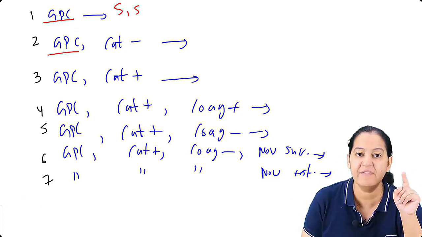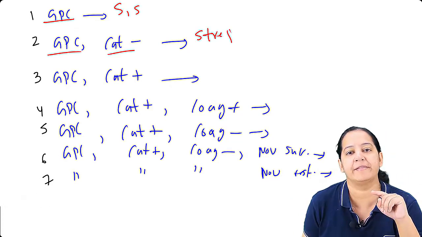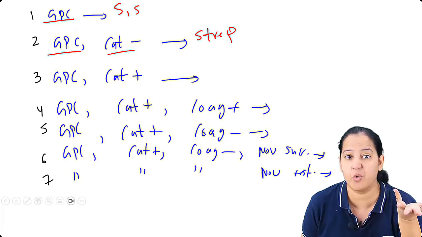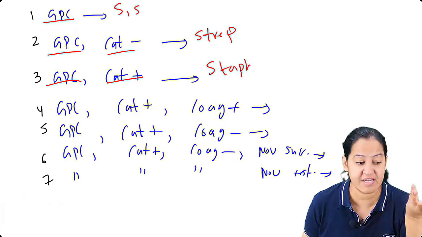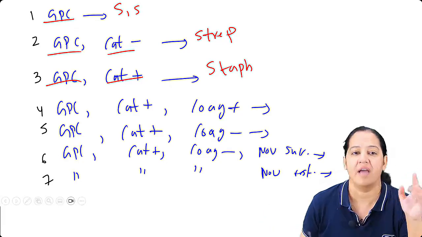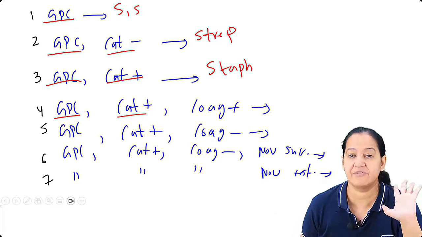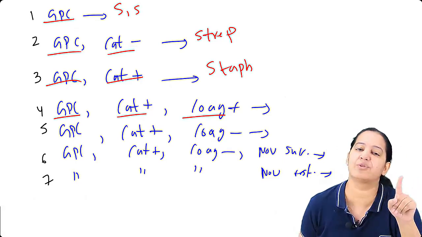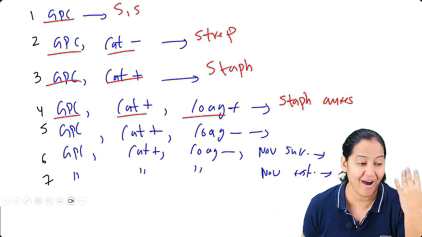GPC which is catalase negative: it is negative, so it is strep. Which strep? I don't know. Streptococcus. GPC which is catalase positive: I will say staph. Which staph? I don't know, I will say just staph. GPC which is catalase positive and coagulase positive: only one staph is coagulase positive. The answer is Staph aureus.